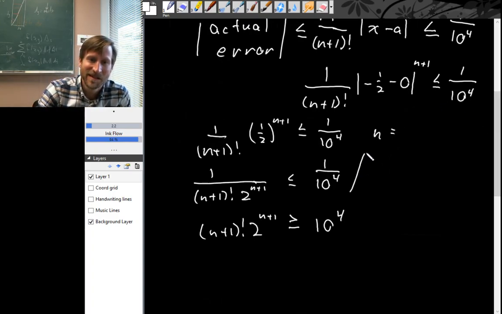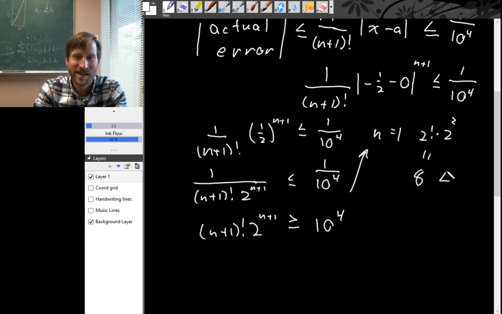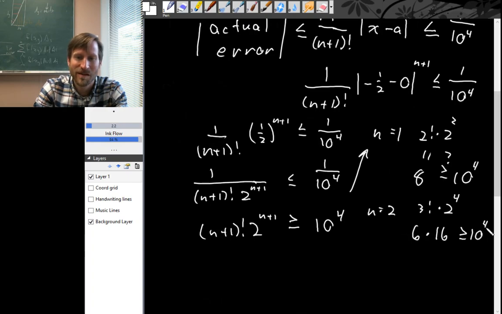So when n is 1, we get, for the left-hand side here, 2 factorial times 2 squared. So 2 squared is 4, times 2 is 8. Is that greater than or equal to 10 to the 4th? No. So keep going. Next try n equals 2. Then you get 3 factorial times 2 to the 4th. So this is 6 times 16. Is that greater than or equal to 10 to the 4th? No. Still no. But we're getting closer.